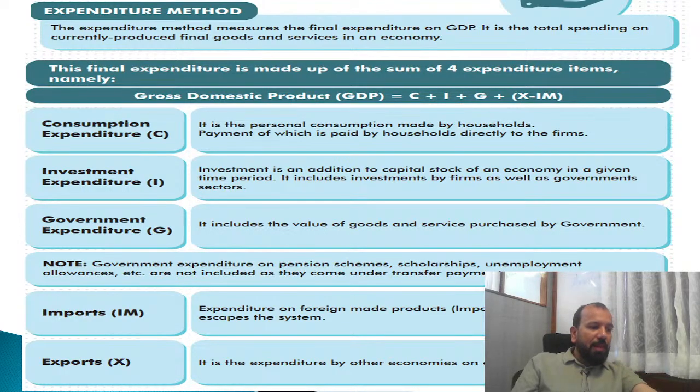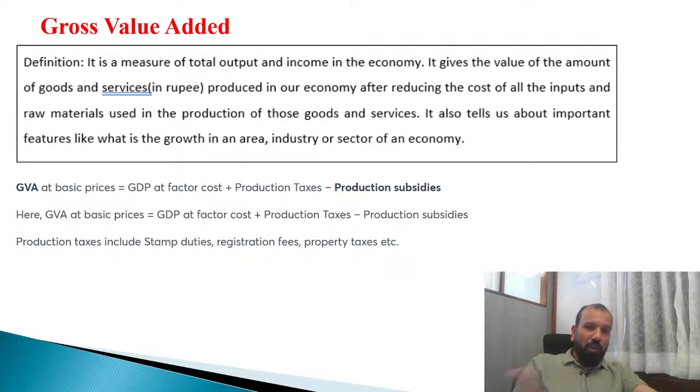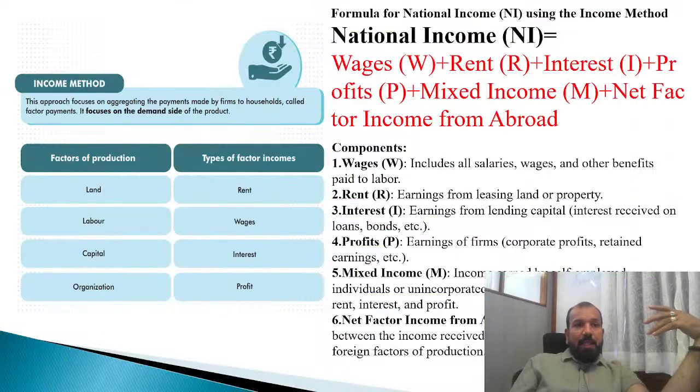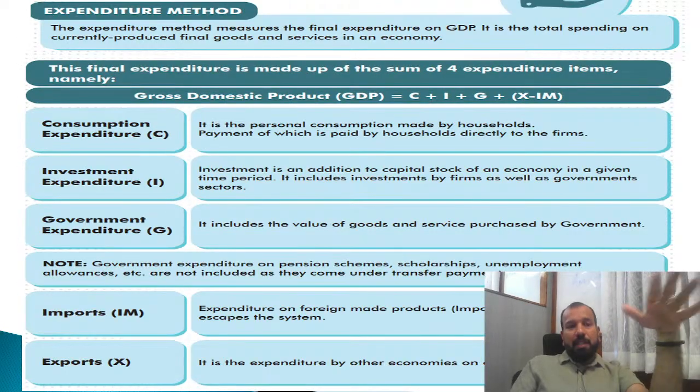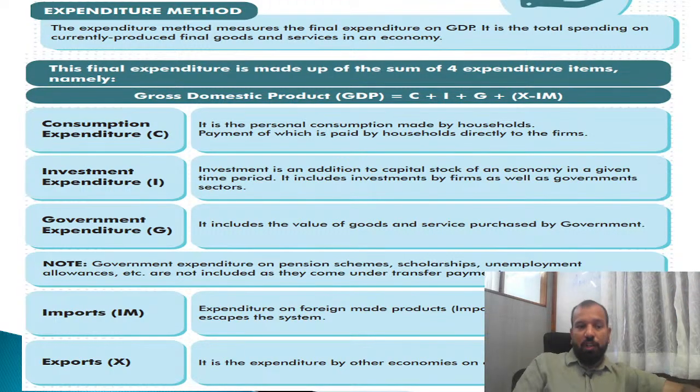That is called the expenditure method, and one of the most popular is gross value added. If anybody asks what the drawbacks and benefits of using gross value added are, and the disadvantages of the income and expenditure methods: in those methods, we just need to find out the national income and the GDP of the respective economy.